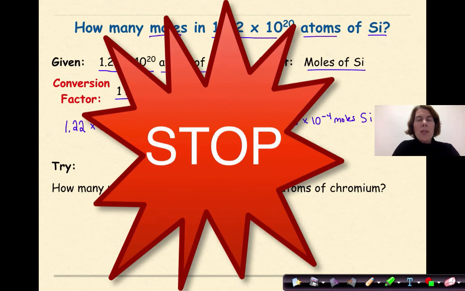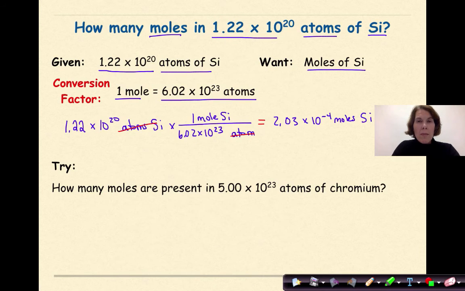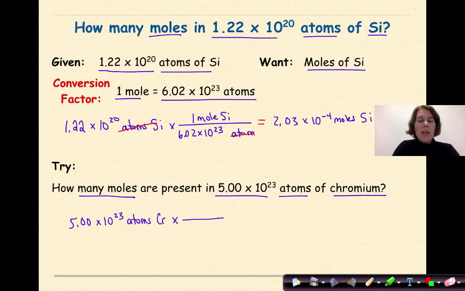Now what I'd like you to do is stop, try the last one, and see how you do. Welcome back. Let's see how you did. How many moles are present in 5.00 times 10 to the 23rd atoms of chromium? So the first thing that I'm going to do is write out my given. That's 5.00 times 10 to the 23rd atoms of Cr. I'm going to do a multiplication sign and a line.